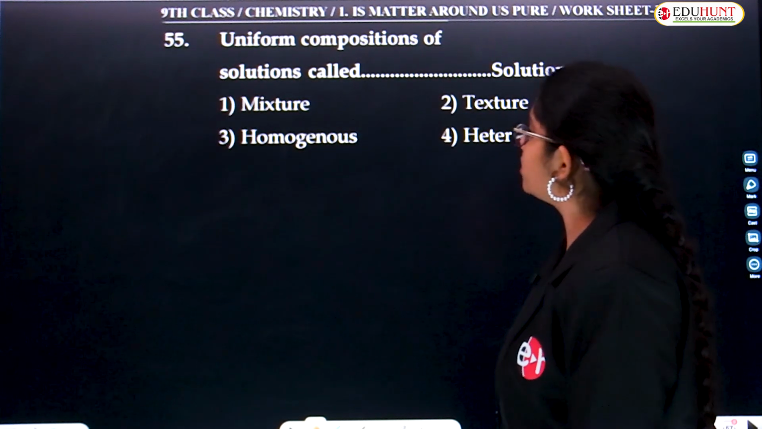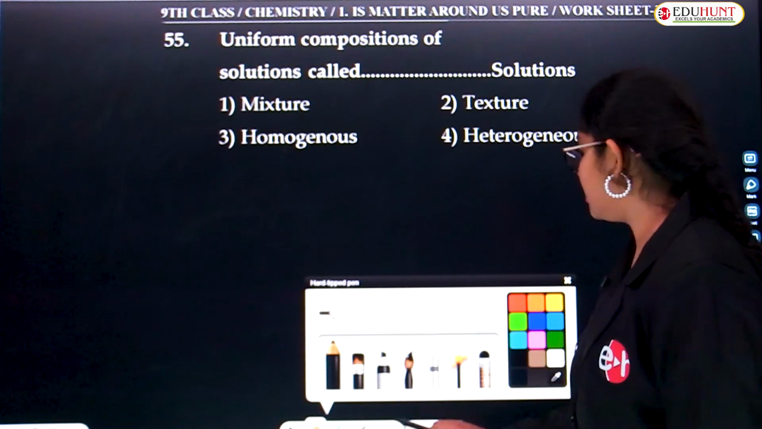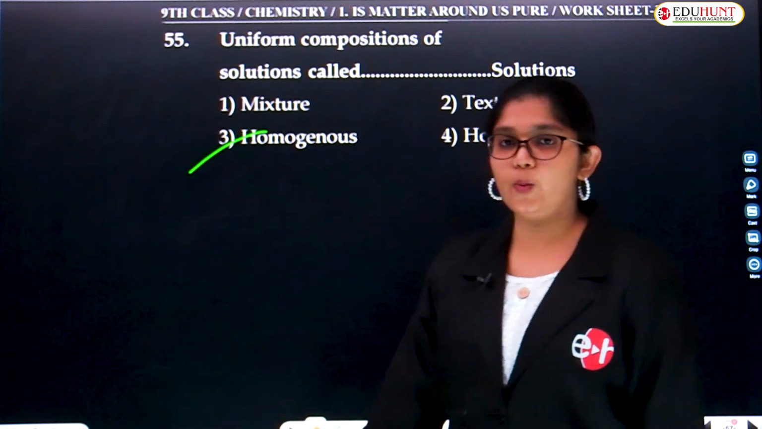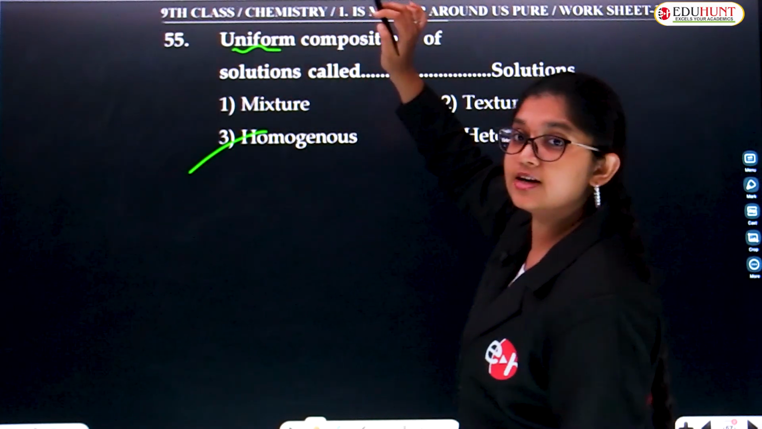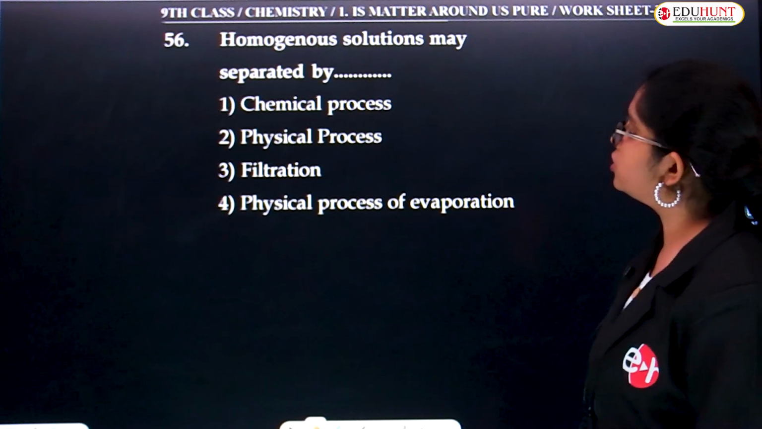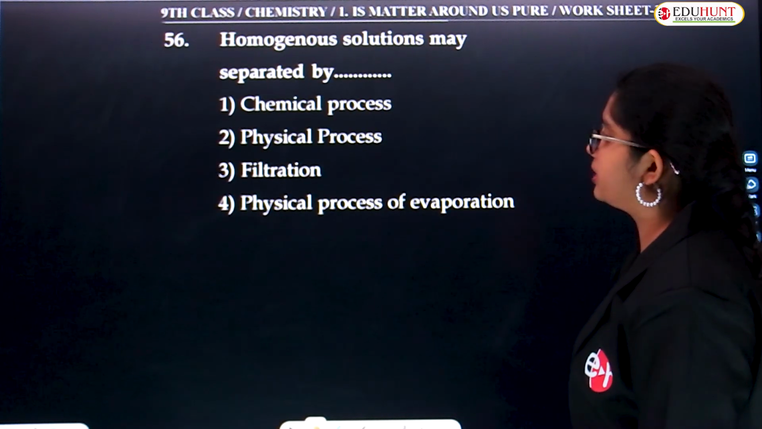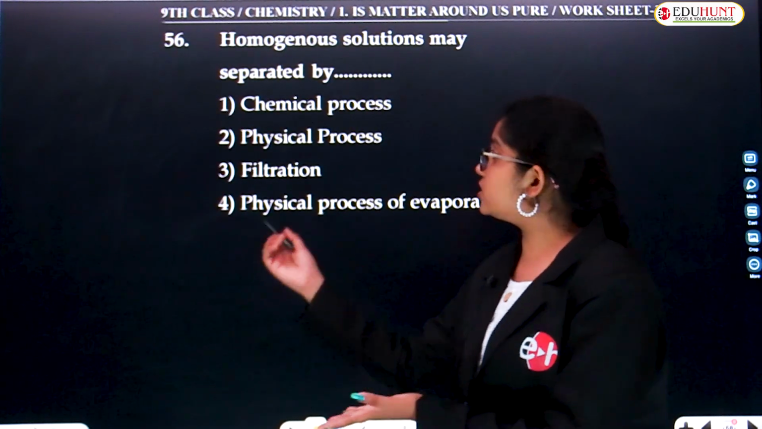Question number 55. Uniform compositions of solutions are called, just now we discussed, what is that? Answer, come on, tell me fast. Homogeneous. Very good. Option 3. So uniform is homogeneous, non-uniform is heterogeneous. Good. Now homogeneous solutions may be separated by, okay, examples of homogeneous solutions.